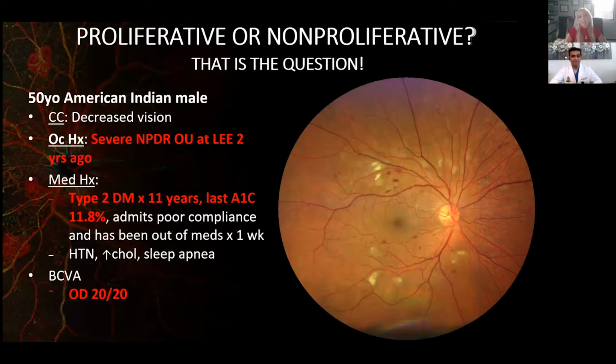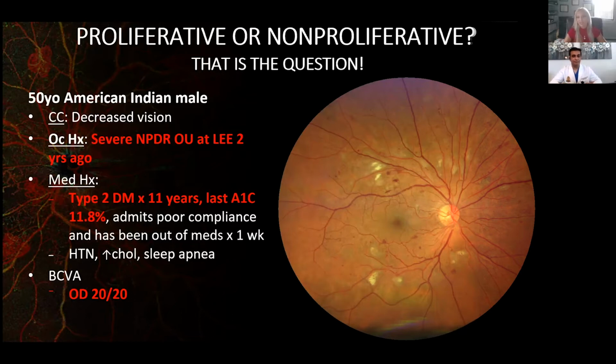So this particular case, proliferative, that is the question. This was a 50-year-old American Indian male. He just complained of generalized decreased vision in both eyes. He was previously diagnosed with severe non-proliferative disease 2 years ago. He's had type 2 diabetes for 11 years. And you may think an A1C of 11.8 is bad, but this was actually an improvement from 13% for him. He also has some sleep apnea, hypertension, some other risk factors for diabetic retinopathy and progression.